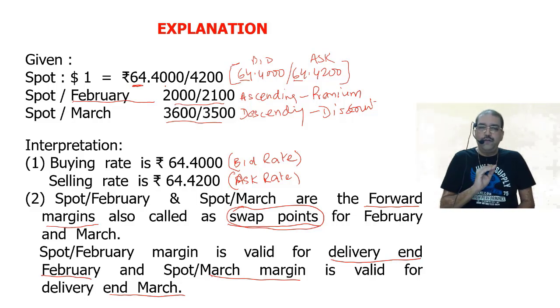I told you now we are going to do it systematically. Everything systematically. Slowly, slowly, we'll learn how to interpret. So as of now, we understand that whatever the rates are given are the rates applicable for the month end, not in the middle of the month, not at the beginning of the month, not for any date during the month. It is always for the end of the month. Now, end of the month also, I will tell you how to interpret that. Okay, so spot February and spot March are forward margins or swap points. They are valid for delivery end of February and end of March.